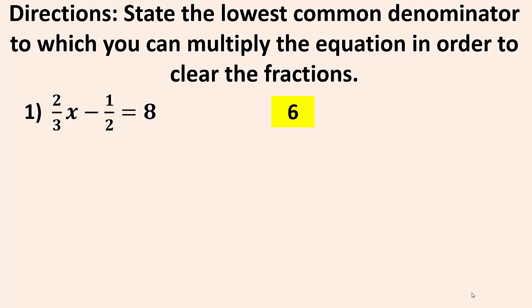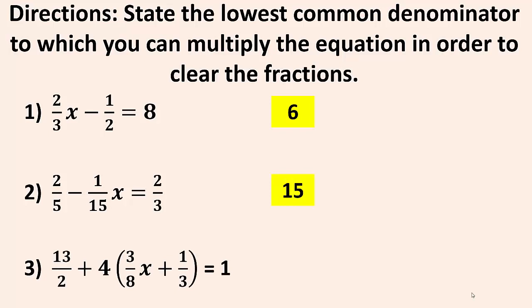Let's get through a couple examples of just finding the common denominator, and then I'll show you how to use it. Next, 2/5 minus 1/15 equals 2/3. So what is our common denominator? Is it 5? No. 15? Well, 5 goes into 15. 3 goes into 15. 15 also goes into 15, so it must be 15.